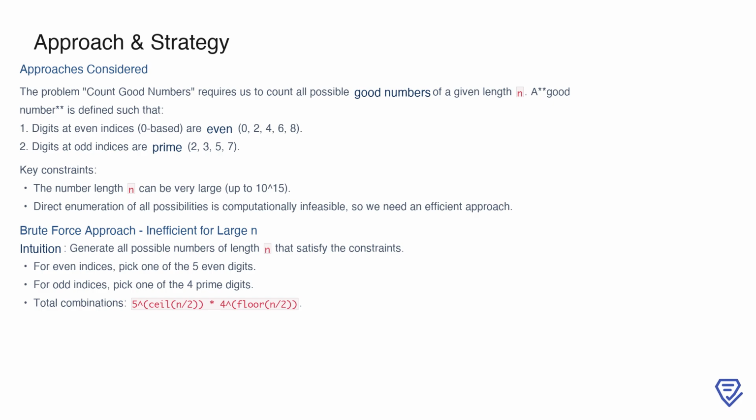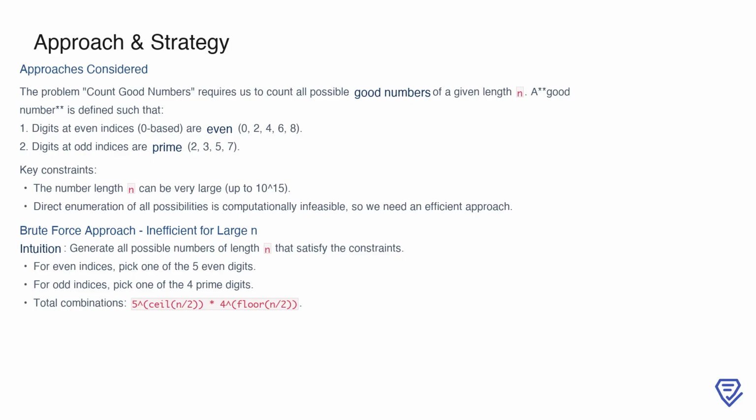A brute force approach might involve generating all combinations of digits, where we select from 5 options for even indices and 4 options for odd indices. For a number of length n, the total combinations would be 5 raised to the power of the number of even indices and 4 raised to the power of the number of odd indices.